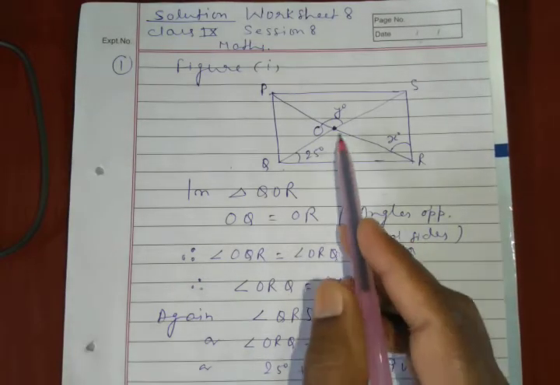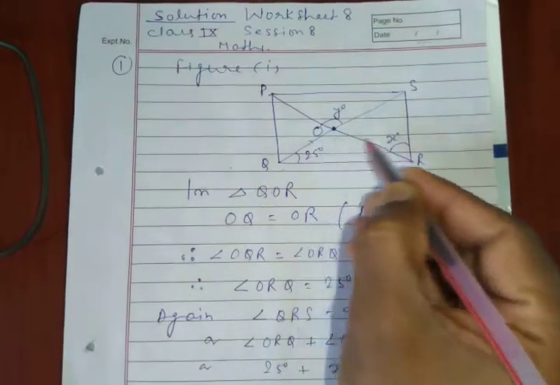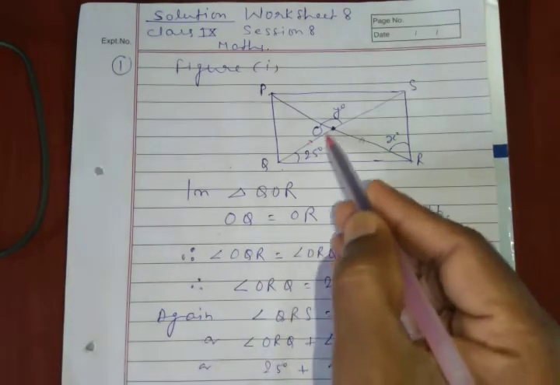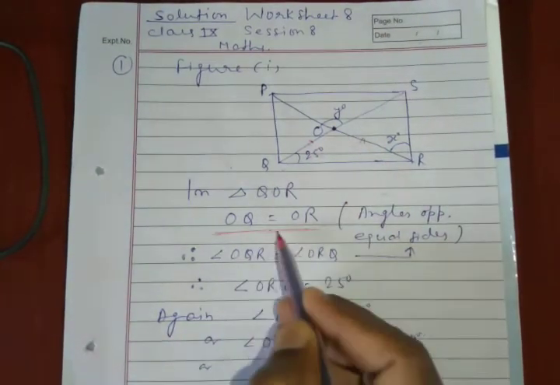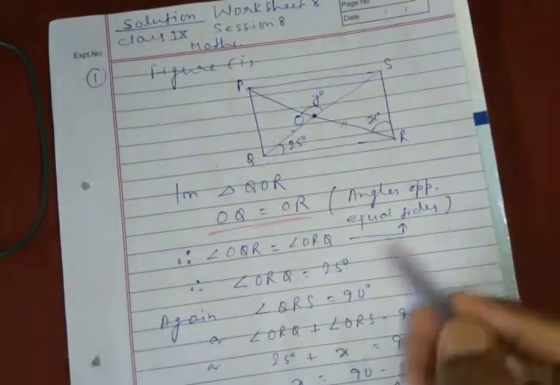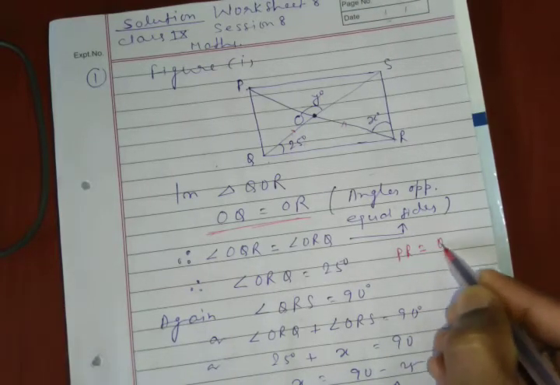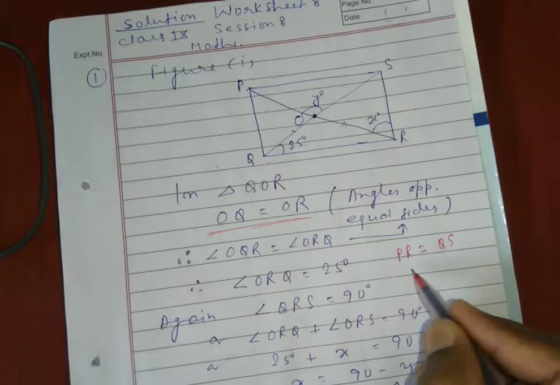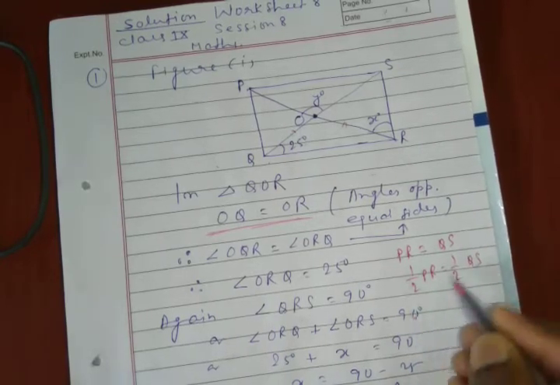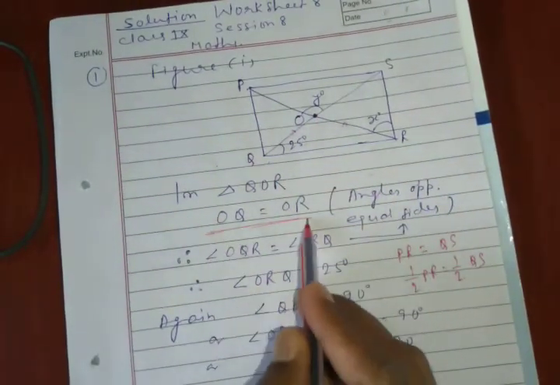First, you see in this triangle, that is OQR. In this triangle, these two sides are equal, because here OQ equal to OR. How can we conclude this? Because in a rectangle the diagonals are equal, that is PR equal to QS, and when PR equal to QS, then their half will also be equal. Half PR equal to half QS, and half PR equal to OQ, and half QS equal to OR. So OQ equal to OR.